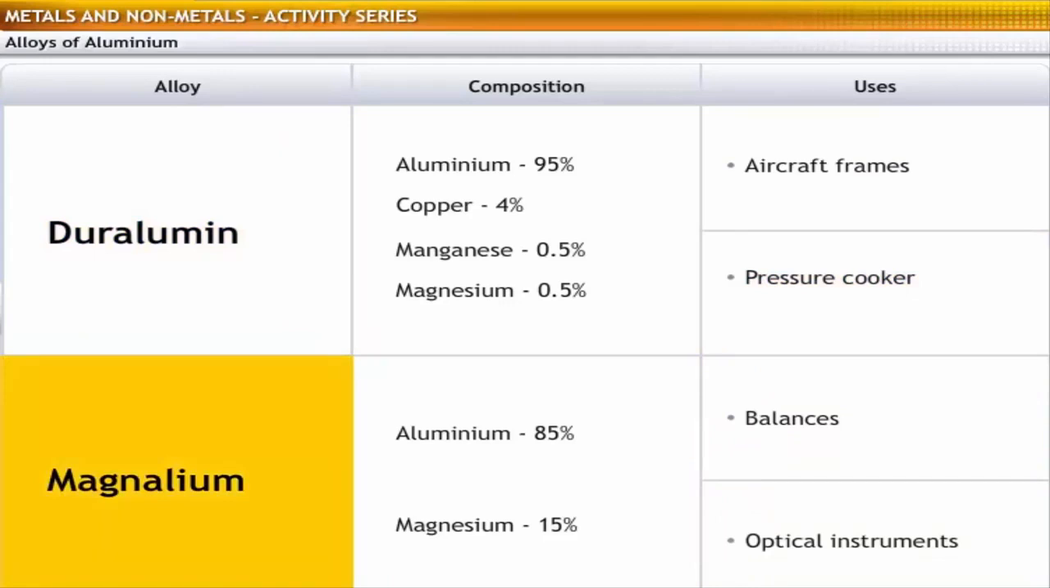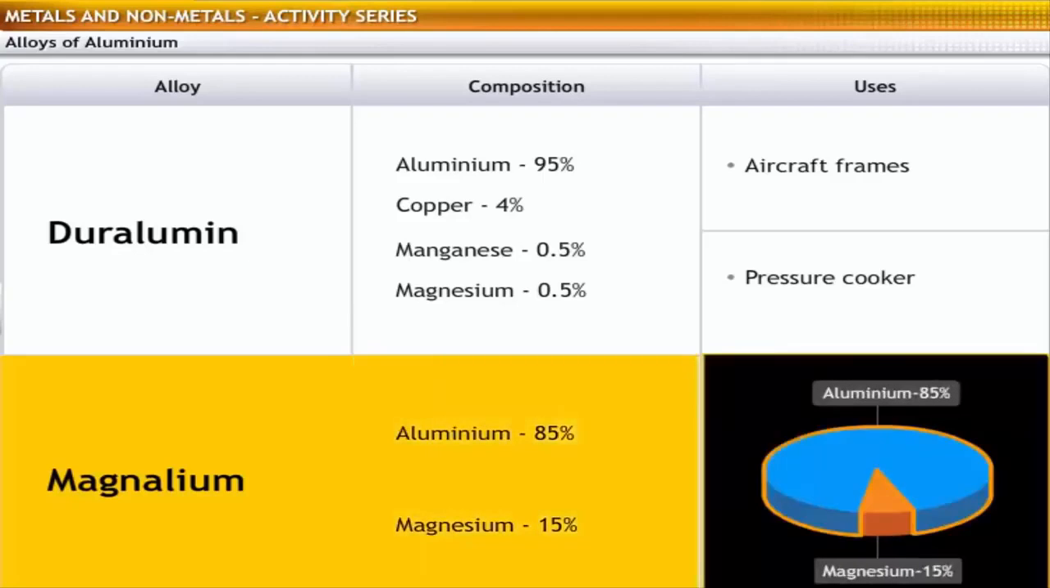Magnalium is an alloy of aluminium and magnesium. Although weak and soft in its elemental state, magnesium combines with aluminium to produce some alloys that are useful in engineering materials. Magnalium is composed of 85% of aluminium and 15% of magnesium.